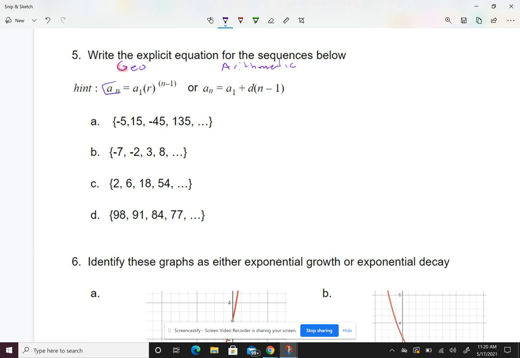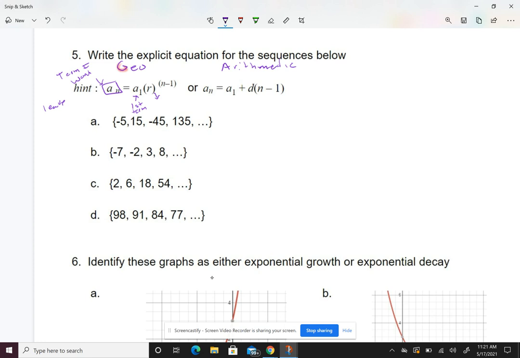A sub n, remember, is just the term that I want. So if we're looking for the 90th term, that's what A sub n would be. But we always just leave this on this problem. We won't change this. A1 would be the first term.